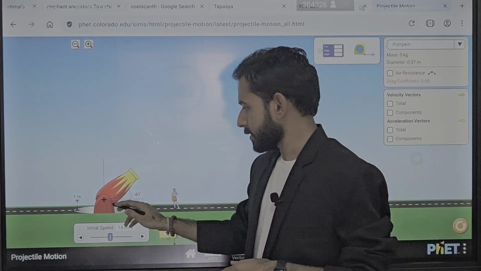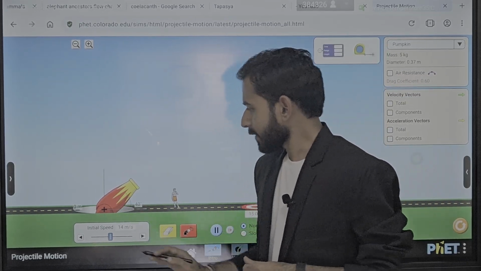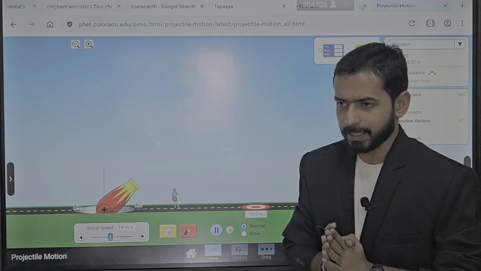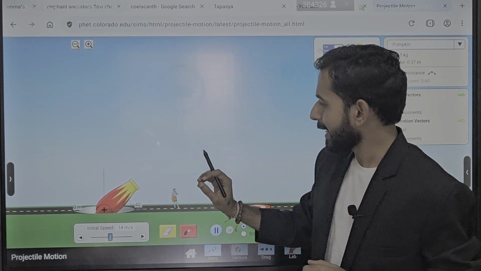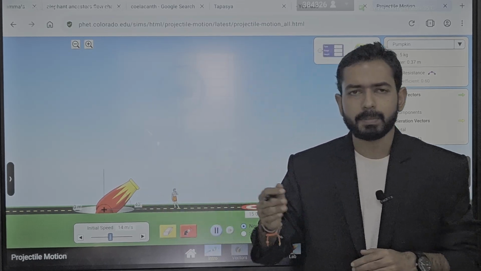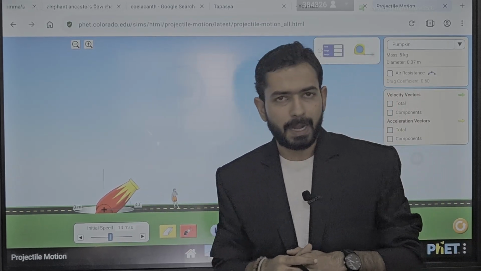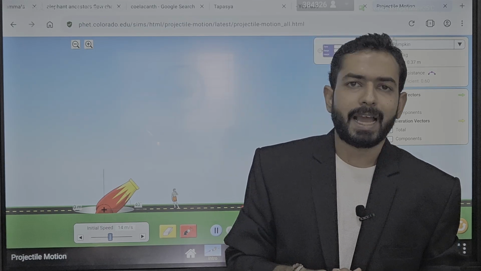Firstly, I will tell you about the simulations. What is projectile motion? Firstly, let's understand. The basic definition says that projectile motion is when you throw a particle at any angle theta from the ground, it follows a curved path and moves under the action of gravity.